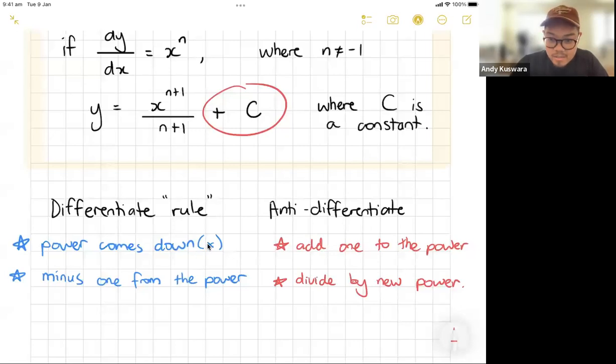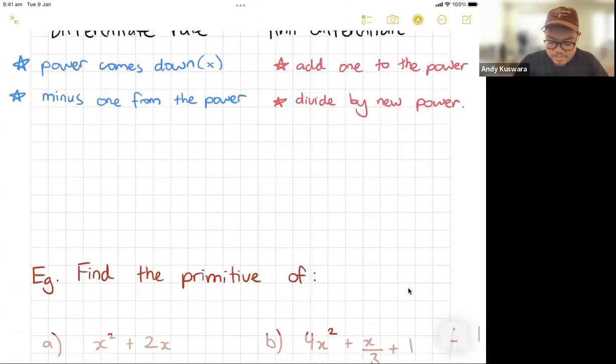Instead of the power coming down, let's put it this way. We start by adding 1 to the power because before we would minus 1 from the power. And normally in differentiation, your power comes down the front, which means you multiply by the original power. Here, I'm not going to multiply, I'm actually going to divide. Hopefully that provides a little bit of understanding.